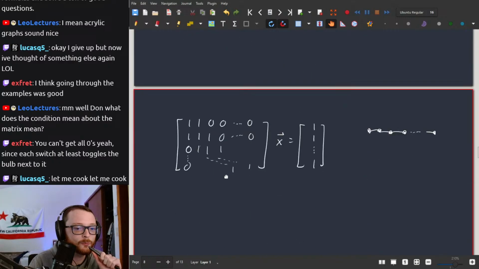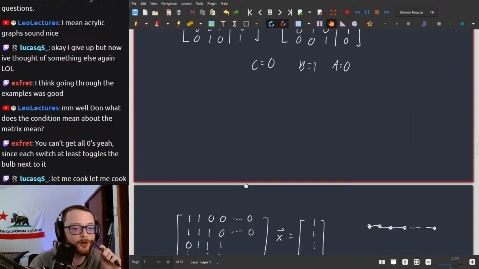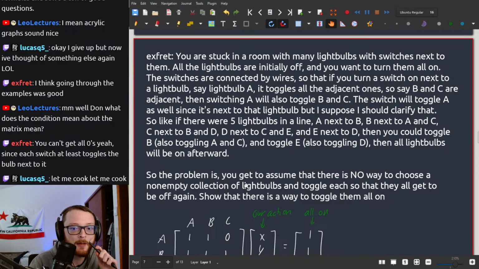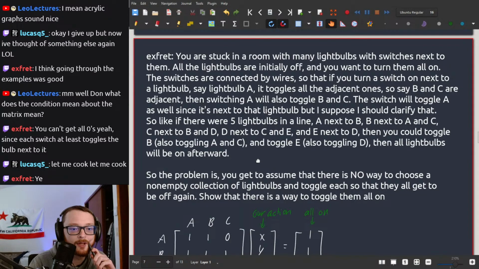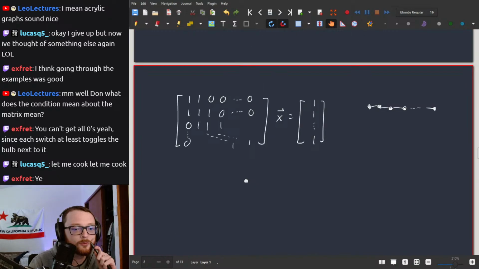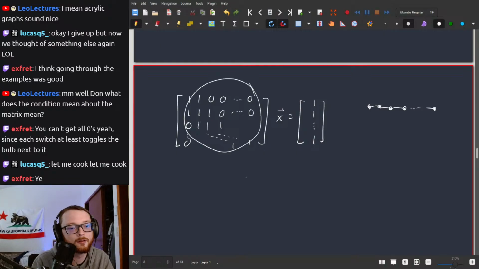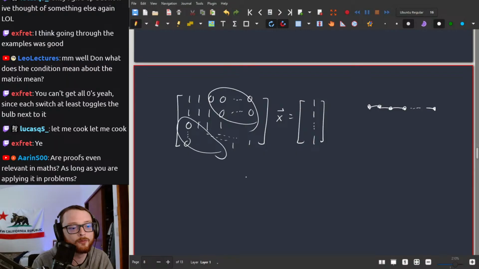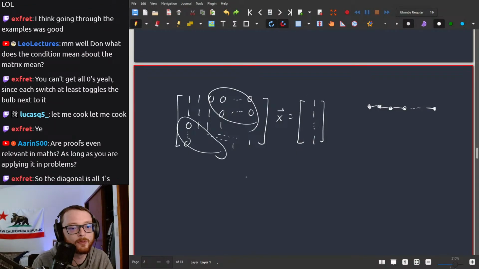Wait, are we guaranteed this? Like, are we guaranteed they have to toggle the ones next to it, but maybe also other ones? Oh, okay. So in this arbitrary matrix I made here, we could basically replace any of these zeros with ones, and the result should still hold. Okay.